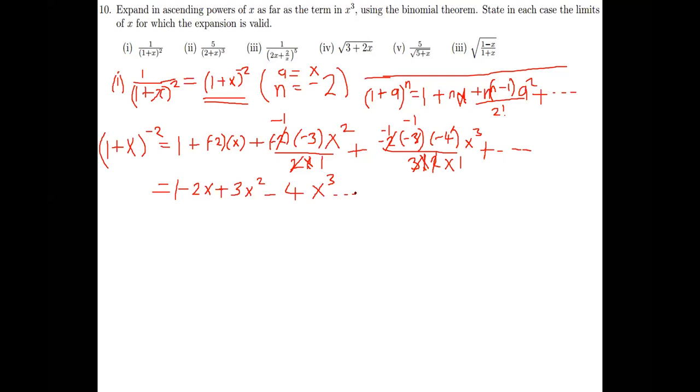So this is how you solve such questions. And then they would ask you, for instance, here, the last part is saying, state in each case the limits of x for which the expansion is valid. So the limit of x for which the expansion is valid, you just get this part here and put it in the absolute value symbols and say this is less than 1. So this expression here is only valid when the absolute value of x is less than 1.